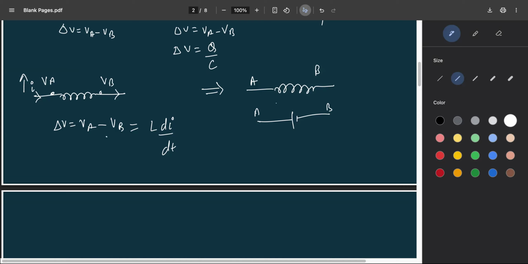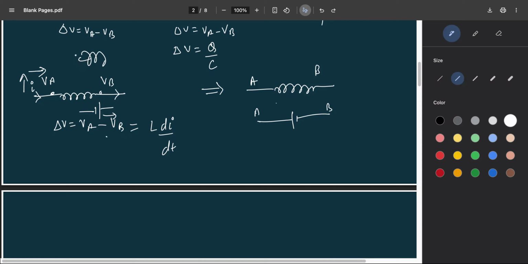VB has higher potential. VB will be higher potential, right? Wait, your current is also increasing. Please look carefully at this. You made an EMF across the inductor like this. It means the current is also increasing. So can I say the magnetic field is also increasing? Isn't it against Lenz's law?